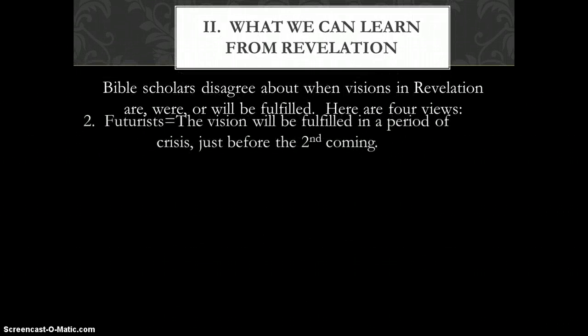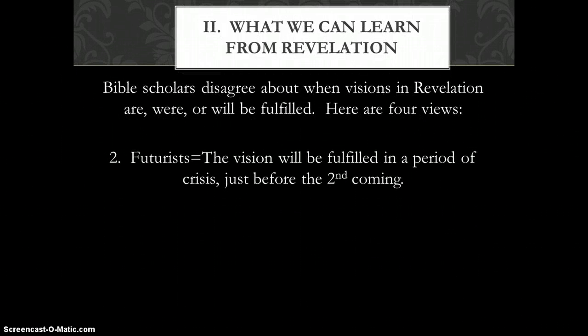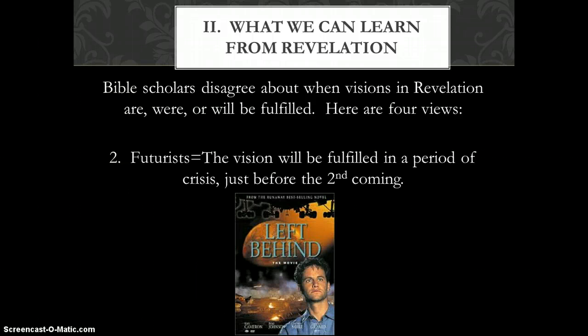The second view we'll call the Futurists, and you can see what that will mean is that the vision hasn't come true yet. The vision will be fulfilled in a period of crisis just before the second coming. If you're familiar with this movie, it was a series of books and still is a series of books. That is the take that these guys have. Tim LaHaye and Jerry Jenkins are the names of the authors, and they are futurists, that Revelation is going to come true in the future.